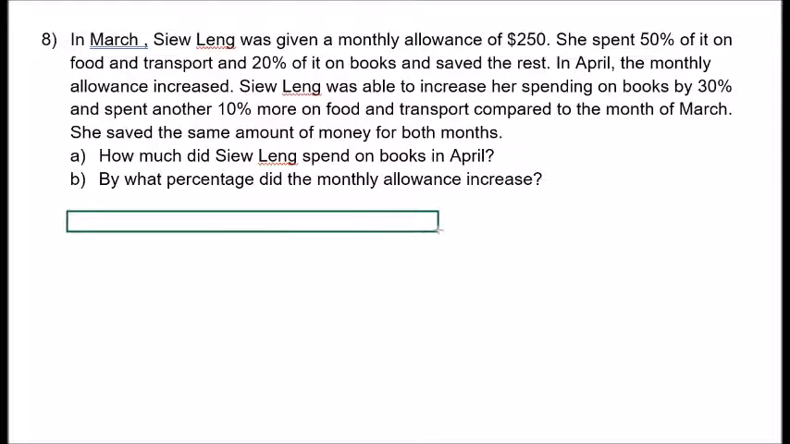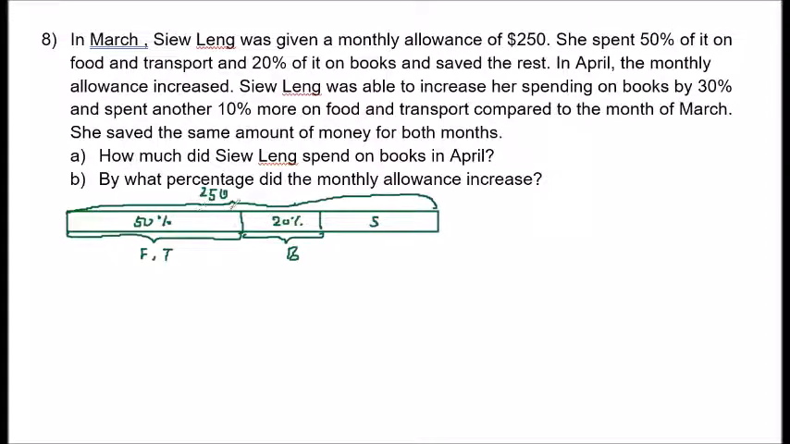So this model will show us the monthly allowance for March, and that would be $250. So 50% of it is spent on food and transport. Okay, and 20% will be spent on books, and the rest is the saving.